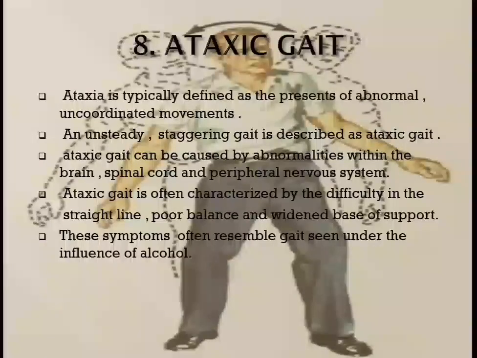Eighth, ataxic gait. Ataxia is typically defined as the presence of abnormal uncoordinated movements. An unsteady staggering gait is described as ataxic gait. Ataxic gait can be caused by abnormalities within the brain, spinal cord, and peripheral nervous system. Ataxic gait is often characterized by difficulty walking in a straight line, poor balance, and a widened base of support. These symptoms often resemble gait seen under the influence of alcohol.